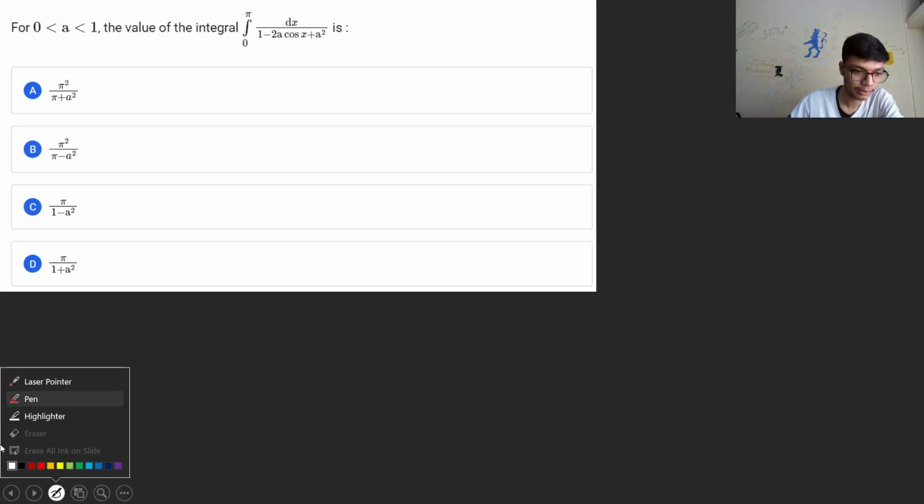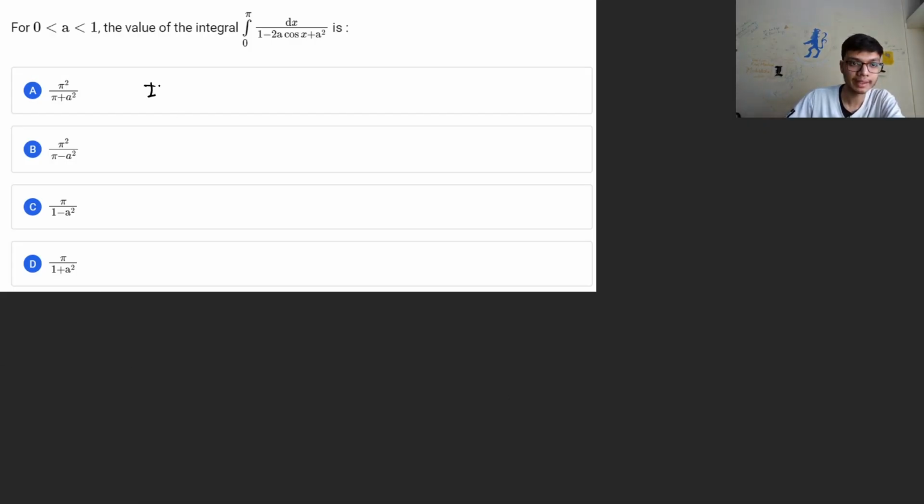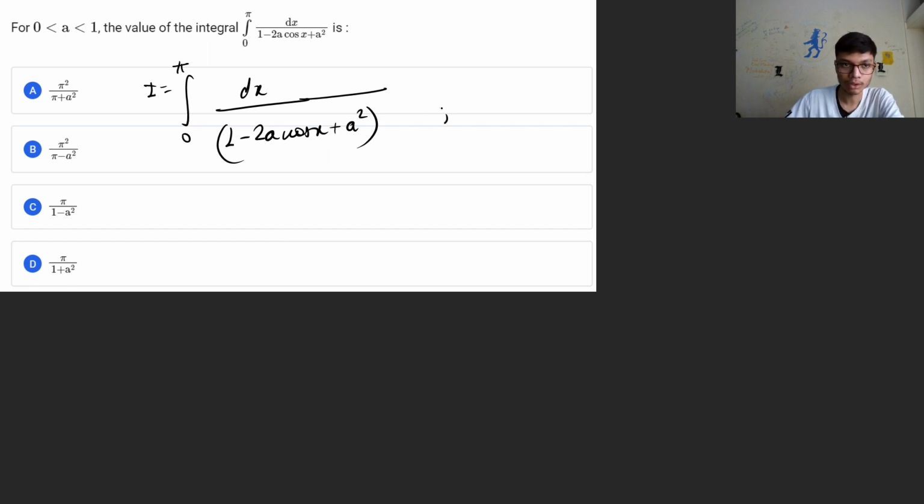Okay, so from here, the integral is basically with the limit 0 to pi, dx whole divided by 1 minus 2 times a into cos x plus a square. Now this is an integral. Also given is that the a value lies between 0 and 1.